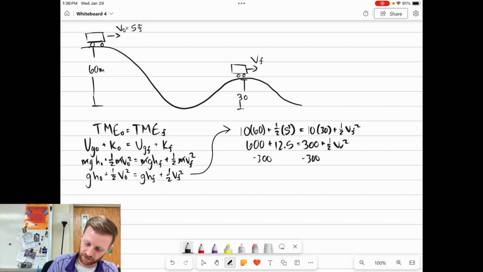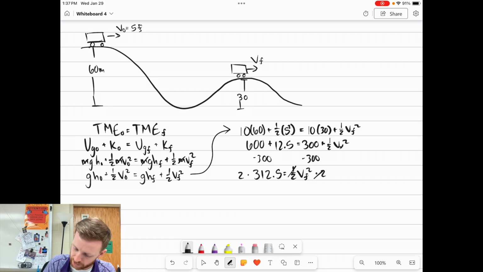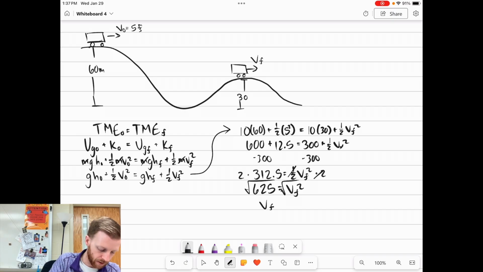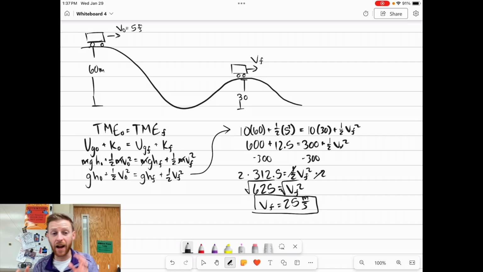So that's going to end up giving me 312.5 is equal to 1/2 vf squared. Multiply both sides by 2, because that cancels out my 1/2. So I end up with 625 equals vf squared. Take the square root, and I end up with the square root of 625, which gives me 25 meters per second. There we go. So you can see how the energy interacts.